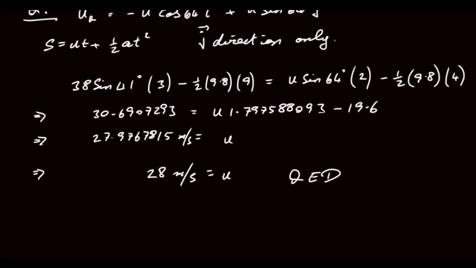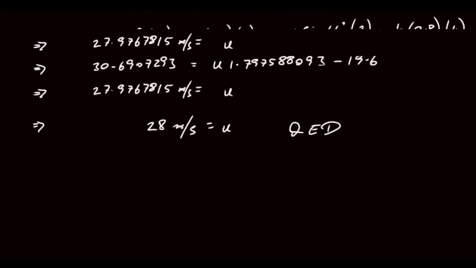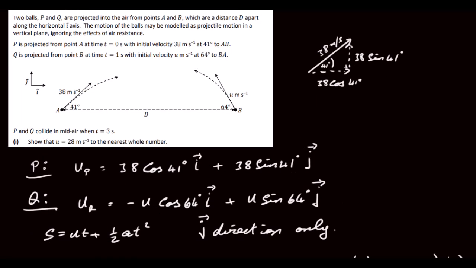That's really it for part 1. Let's have a look at part 2. Calculate d. In this case, what we want to do is calculate the distances in the I direction for both spheres. We're going to use s equals ut plus half at squared as well, and as our initial velocity, since we're looking at the distance in the I direction, we're going to use the I parts of our vectors. So let's do all of that.